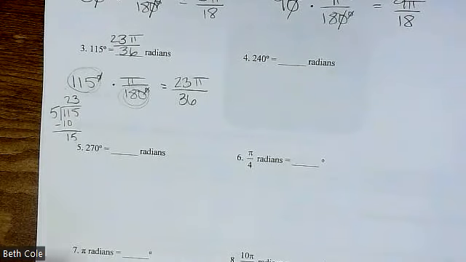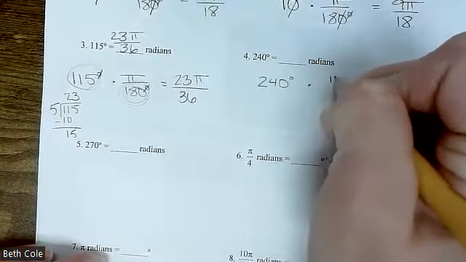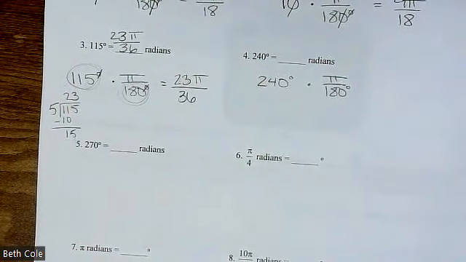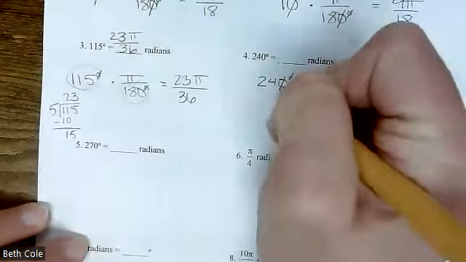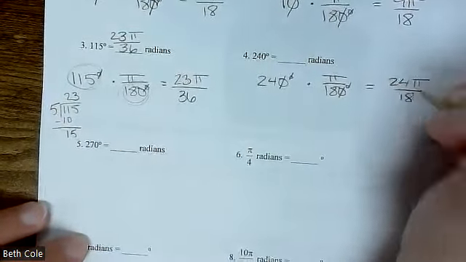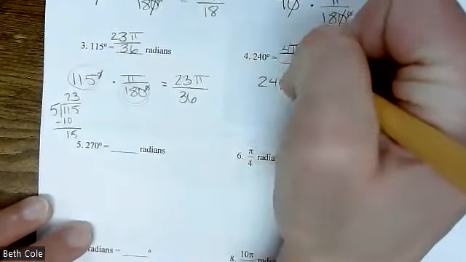This next one ends with a 0, which is gonna make life a whole lot easier. We're gonna take our 240, multiply it by pi over 180. So the degrees cancel and the zeros cancel. You have 24 pi over 18, and then you just reduce the fractions. So those will both divide by what? 6, good. 24 divided by 6, 4 pi, good, 4 pi over 3, perfect.